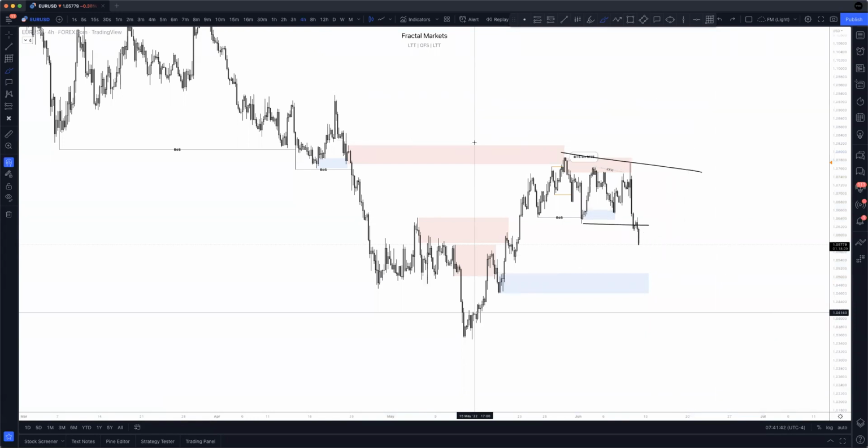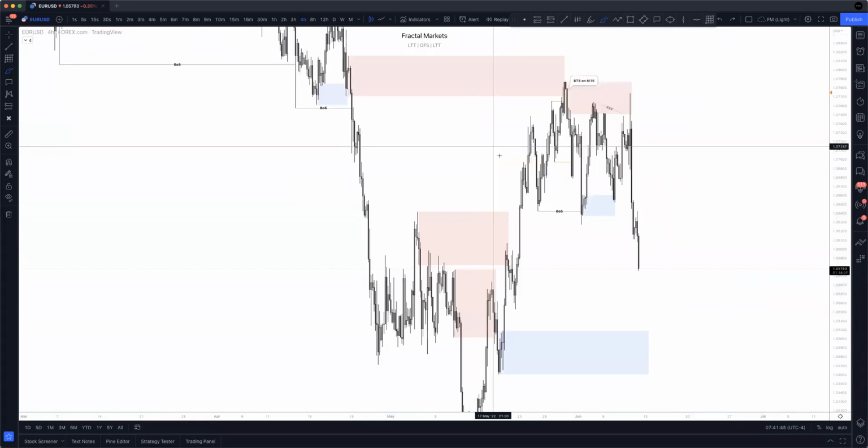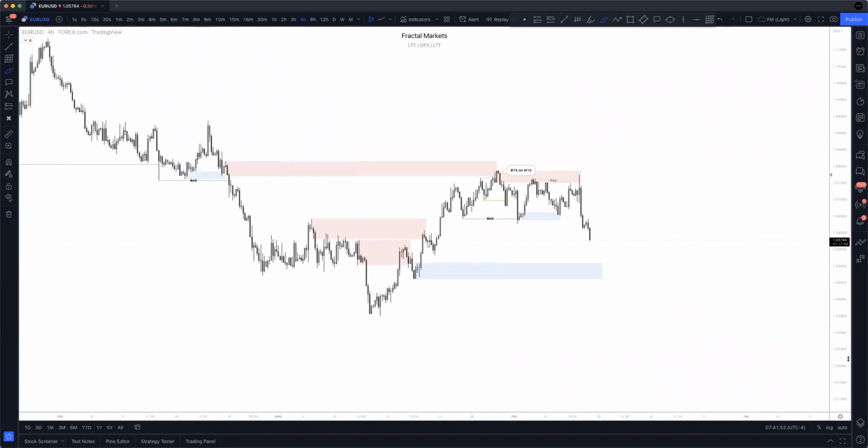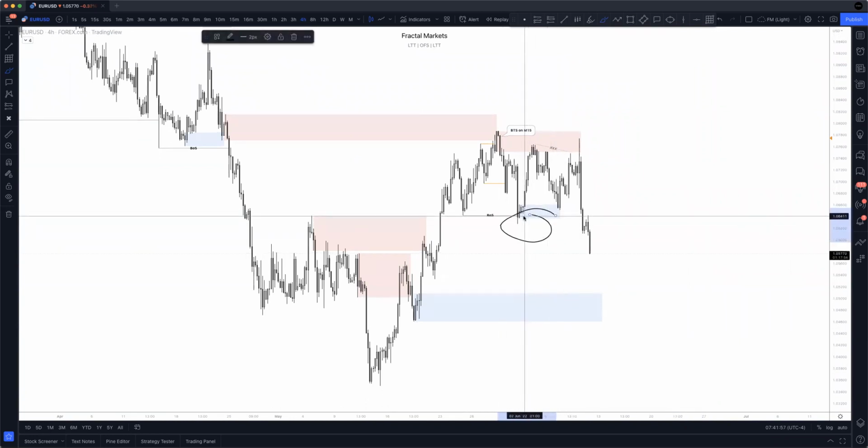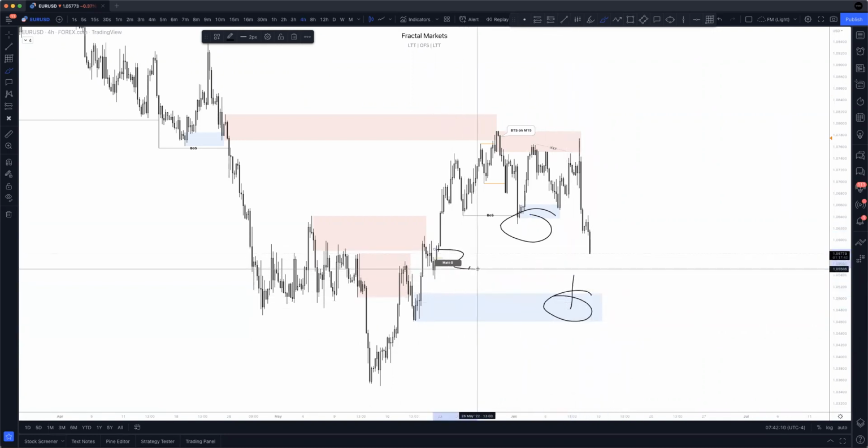So, just kind of rambling here. Why do we not expect a reaction off the demand zone above, the one that you marked? Which one are you asking about? Sorry, this guy? Why do we not expect one here? So number 1 here or number 2?